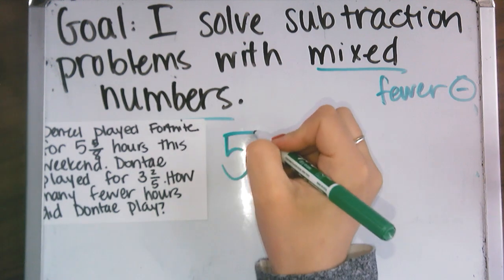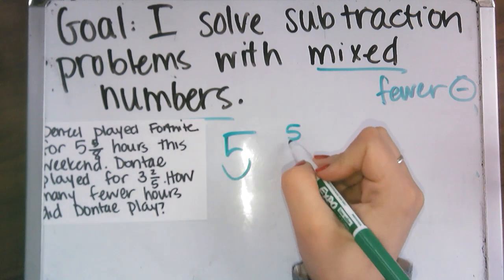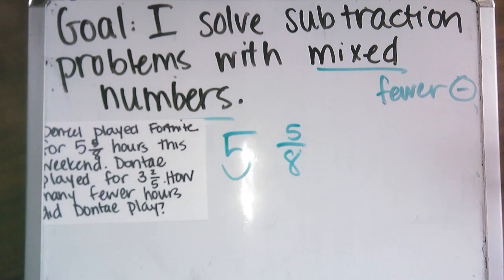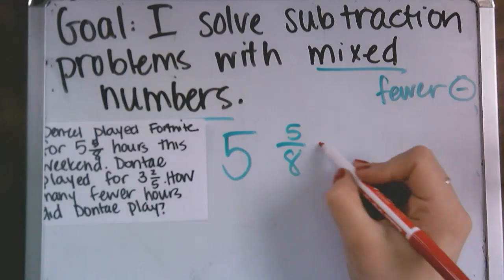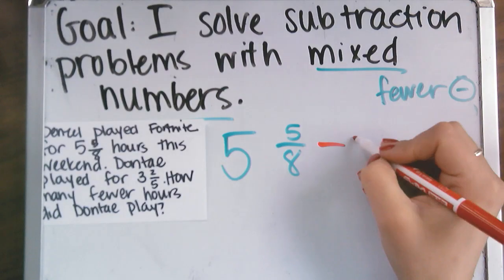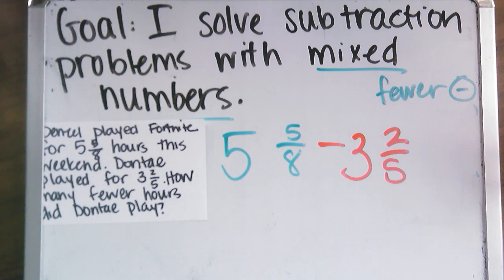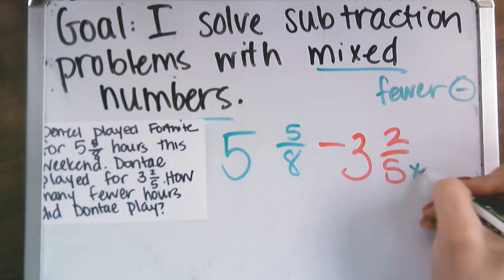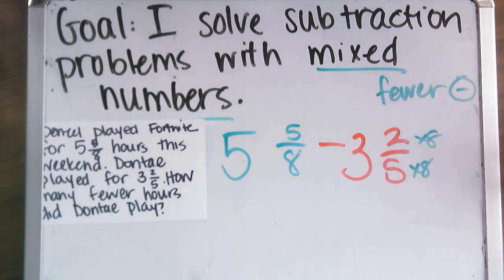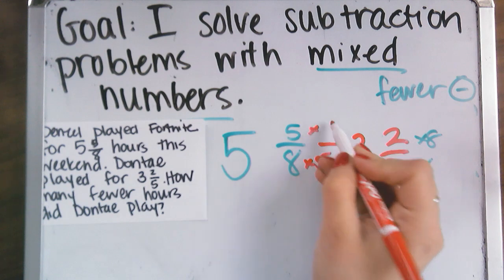5 5/8 minus 3 2/5. So the first thing we need to do yet again, create that common denominator. So I'm going to times by 8 and times by 8, and then times by 5 and times by 5.